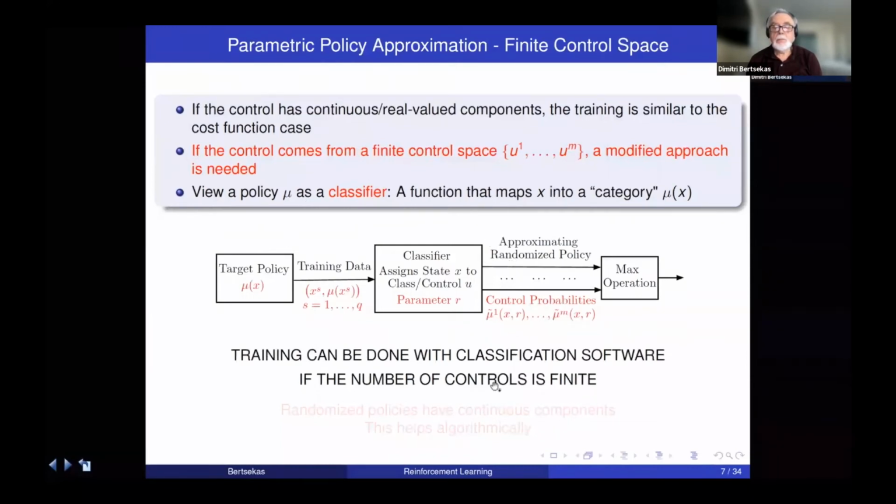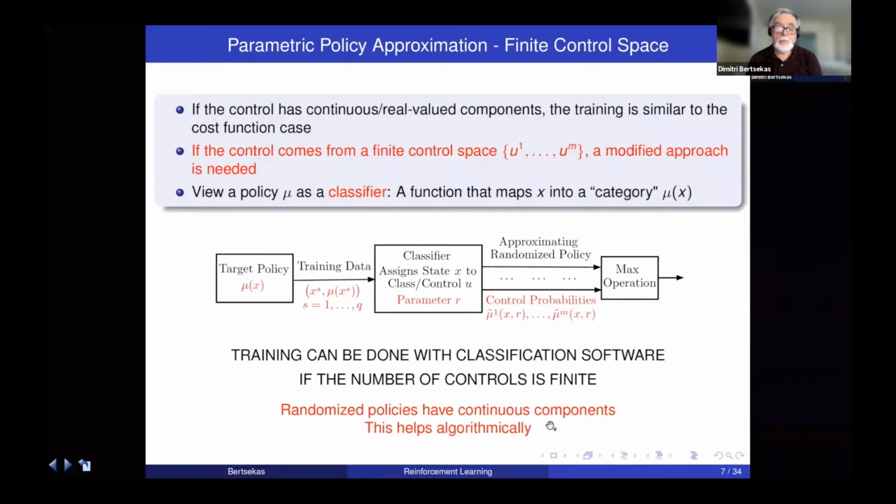All of this training can be done with classification software. Some of it uses neural networks, some does not. There is a great variety of classification software, and many of those are useful in the reinforcement learning context if the number of controls is finite. In the case where the control components are continuous, then basically what applies for costs also applies for controls.